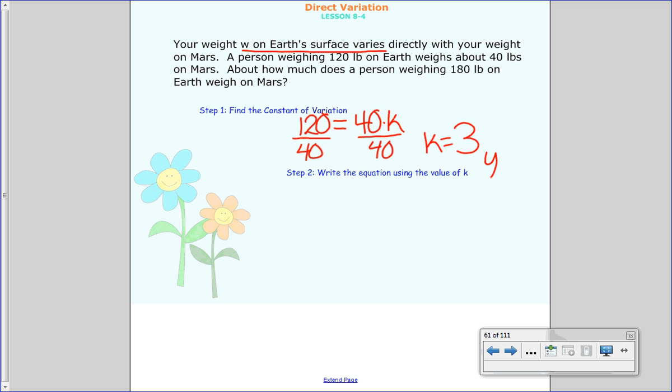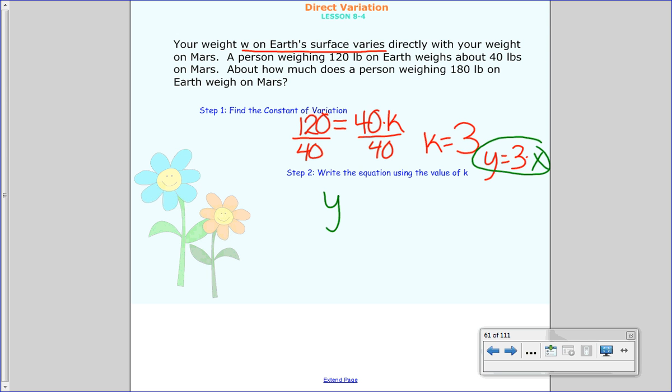So here, Y is equal to 3 times K, or X. I think I used X in the last example. It should have been K. Oh, no, it should have been X. K is 3. Hope I didn't confuse you there. Sorry about that. K is 3. The constant we found is 3, so I put 3 in for K. And now I have my original equation with 3 in for the constant.